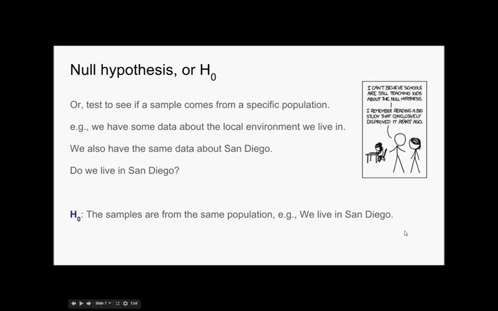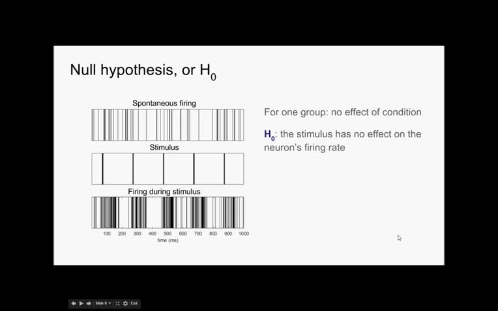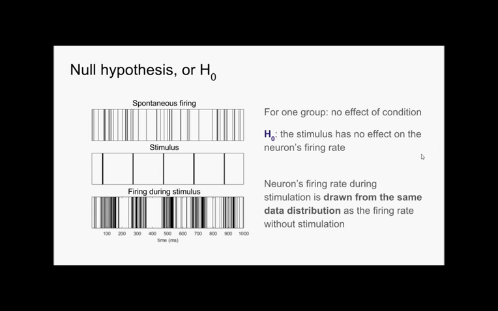And you may think this is kind of trivial, why have to formulate this no effect hypothesis anyway? I'll show you why it's important in just a few slides. So let's go back to our original example of the neural firing rate. Before we framed it in terms of there's no effect of condition, but you can also think of it in the same way as comparing the population to the sample that you drew. So reframing it this way, you would think, is the neuron's firing rate during stimulation drawn from the same distribution as their firing rate without stimulation? So that's just another way of reframing your null hypothesis.